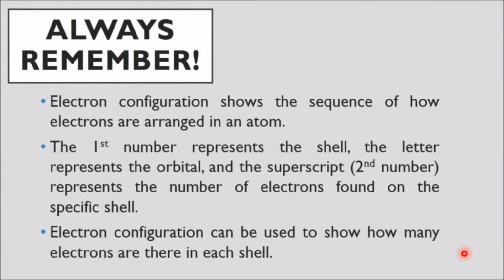Always remember, the electron configuration shows the sequence of how electrons are arranged in an atom. The first number represents the shell, the letter represents the orbital, and the superscript or the second number represents the number of electrons found on the specific shell. And lastly, electron configuration can be used to show how many electrons are there in each shell.